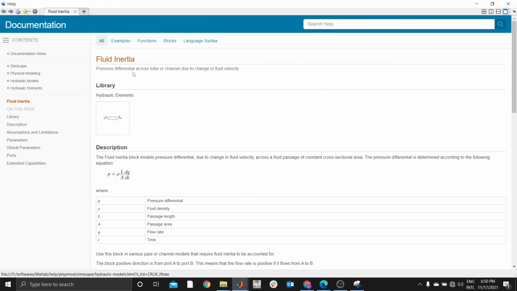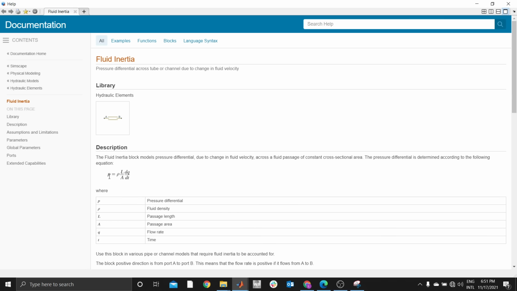Pressure differential across a tube or channel due to change in fluid velocity. Remember, velocity is a factor that contributes to pressure. Whenever there's a pressure change, you can see the differential, and you can capture that with fluid inertia. And this is the formula here. The fluid inertia block models pressure differential due to change in fluid velocity across a fluid passage of constant cross-sectional area. The pressure differential is determined according to the following equation.